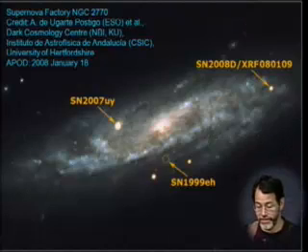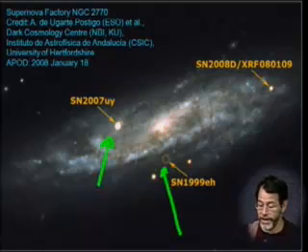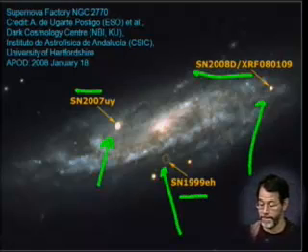Sometimes there are lots of supernovae in one galaxy. This galaxy, NGC 2770, had lots of supernovae in it. Here's a bright one being seen now. Here's one that faded. Here's actually another one. This one was in 1999. So this one was last year. This one was this year.